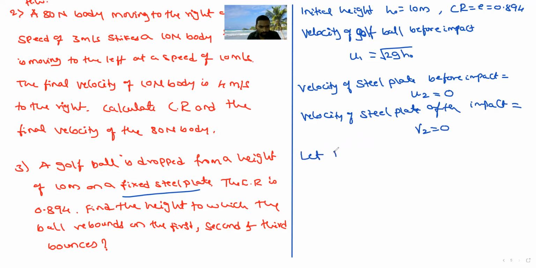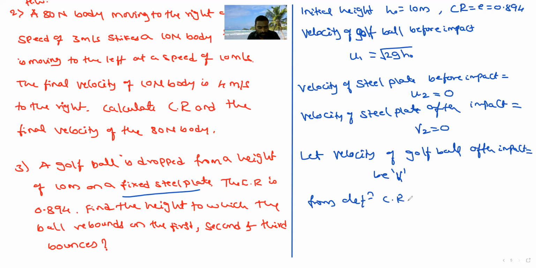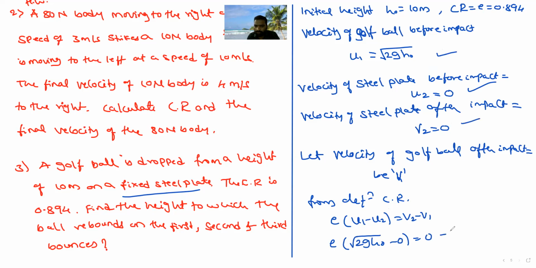Then let the velocity of the golf ball after impact be V1. From the definition of coefficient of restitution, E into (U1 minus U2) is equal to V2 minus V1. E is given. U1 is root 2 g h0. U2 is 0, and V2 is equal to 0. I have to determine V1. The E value is known, but I am first writing the general equation. Have you written this much? Okay, write down.